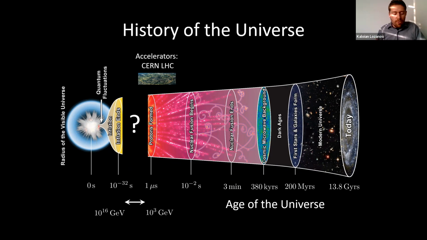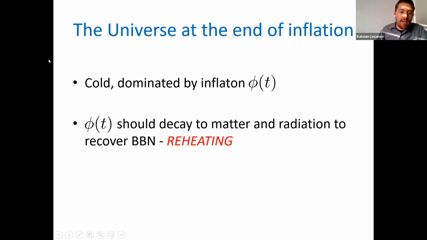Well, according to the inflationary paradigm, the universe at the end of inflation was cold, virtually empty of particles, and dominated by the approximately homogeneous inflaton field. Later on, this inflaton field must have decayed into other, more familiar forms of matter radiation, eventually yielding the particle content of the Standard Model and perhaps dark matter. These more familiar forms of matter radiation must have eventually thermalized in order to recover the successful Big Bang nucleosynthesis scenario. So the transition of the universe between the supercooled state at the end of inflation and the hot and thermal radiation-dominated state required for nucleosynthesis, the transition between these two states is called reheating.